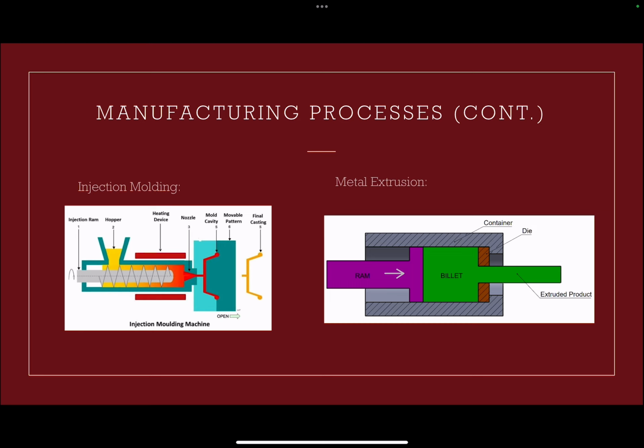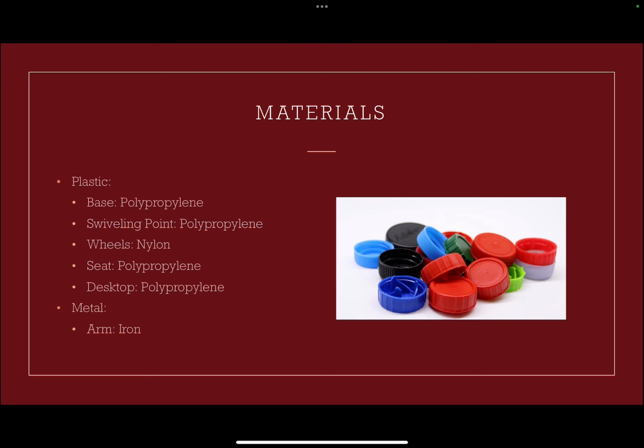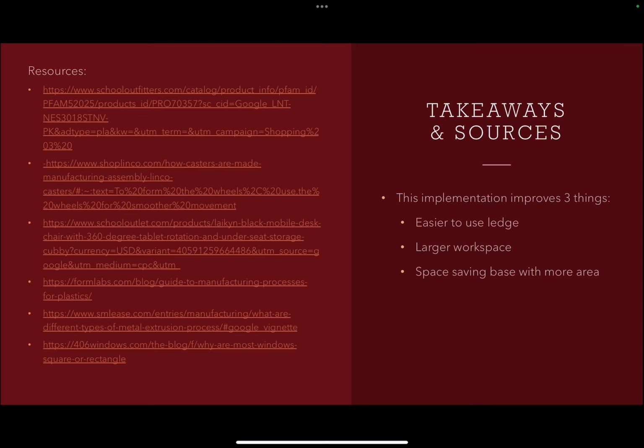I found this out because I looked at the website of an existing chair manufacturer, and they do pretty much that. I also found the materials from them, which is polypropylene for most of those plastic products, and the wheels are just regular caster wheels, which tend to be made out of nylon, so I'm just going to keep those materials the same. And similarly, they used iron for the arm, so I'm just going to use what's already out there. And yeah, that's pretty much it.